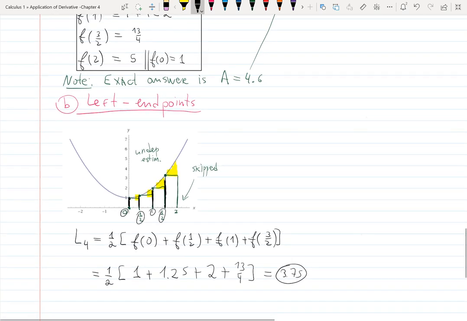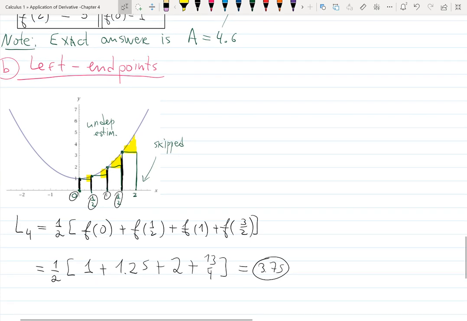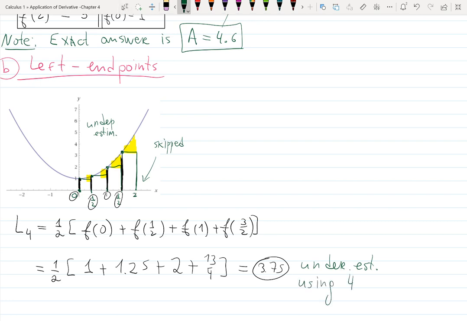Compared with the exact answer 4.6, and indeed it is underestimation. Here it is. Too small. For these calculations, just to review, we used 4 rectangles with left endpoints, and it is an underestimation.